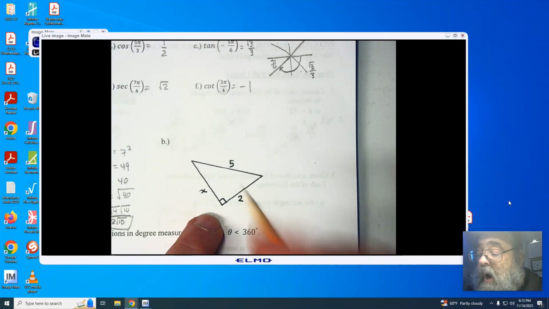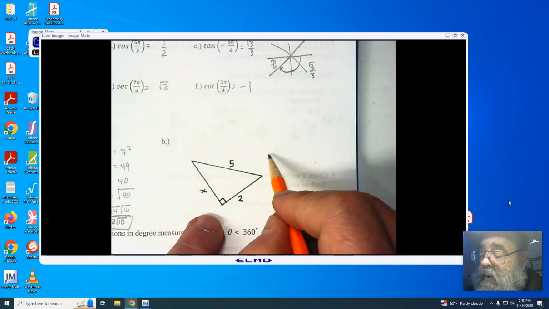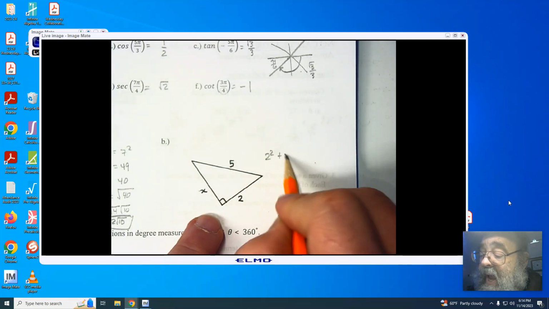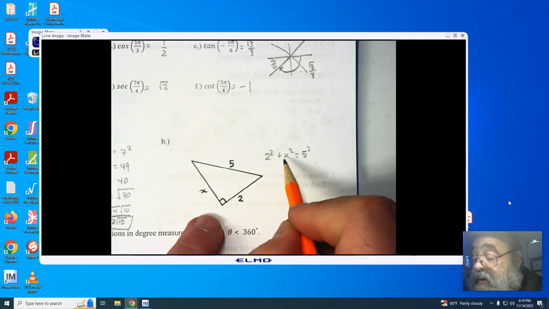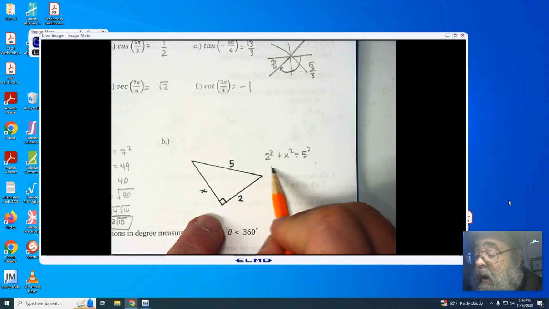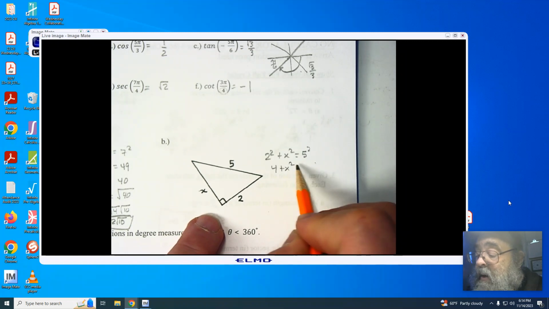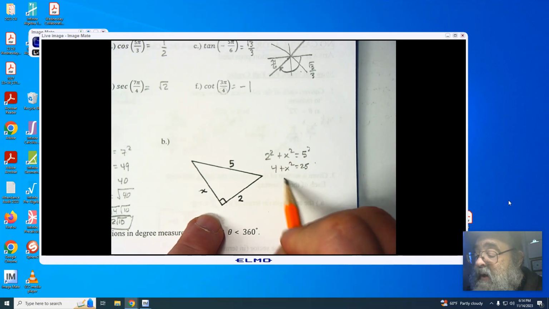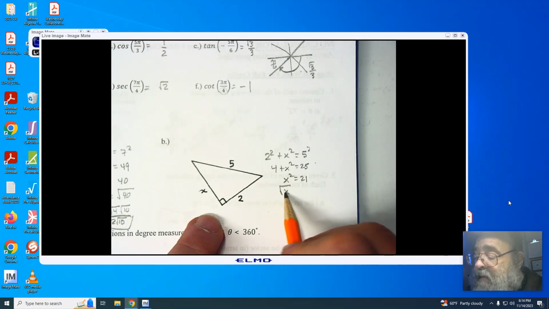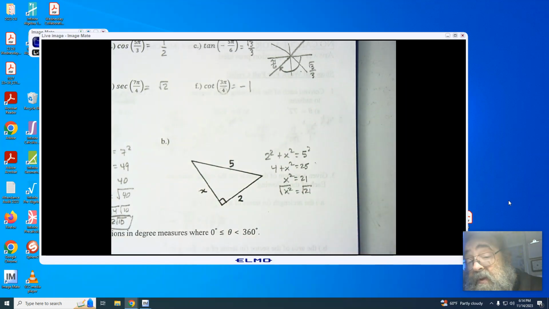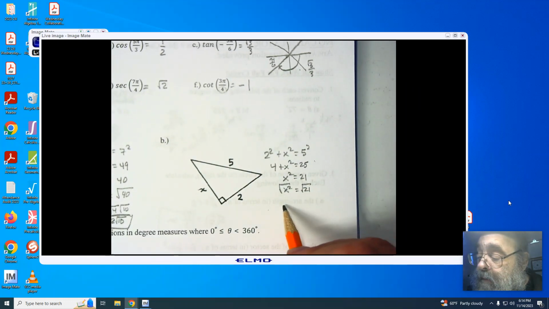B. Hypotenuse is 5, so we're looking at 2 squared plus x squared equals 5 squared, or x squared plus 2 squared equals 5 squared. I get 4 plus x squared equals 25. This gives me x squared equaling 21, and I now take the square root of x squared and the square root of 21. There are no perfect squares in 21 for me to remove and simplify. So my answer is simply the square root of 21.